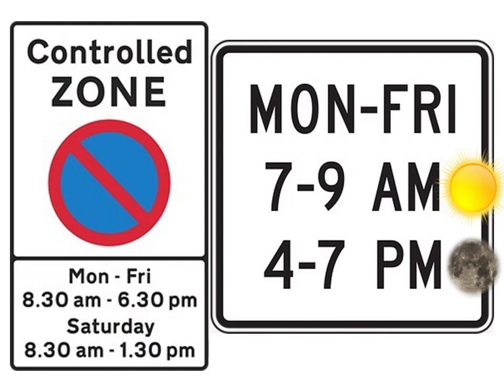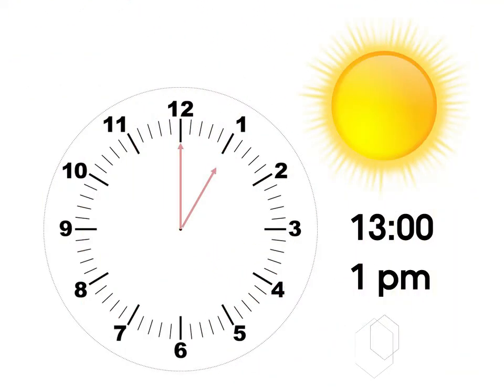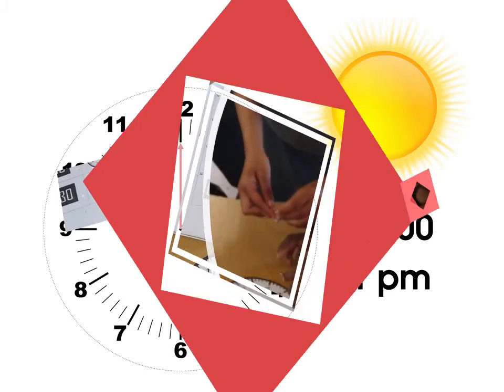Refer learners to practical examples such as the ones on the screen. On these signs we can see how AM and PM is used to denote the time of day versus the time in the evening. You can also use this example. 1 o'clock in the afternoon can be written as 1300 hours or 1 p.m.